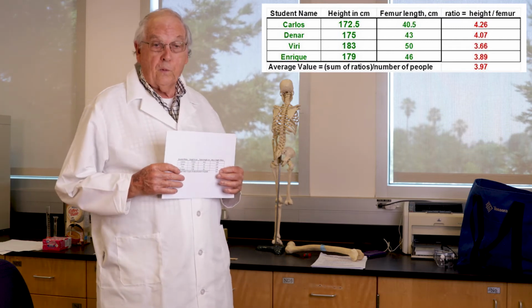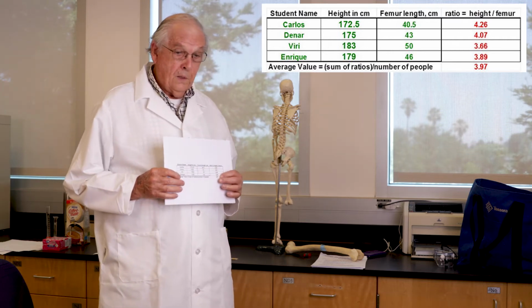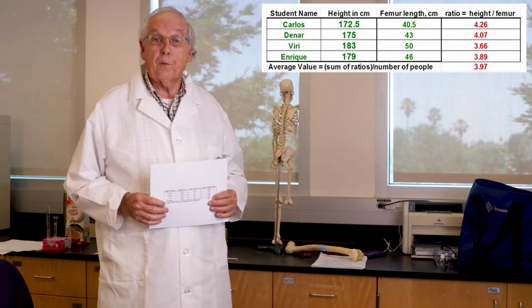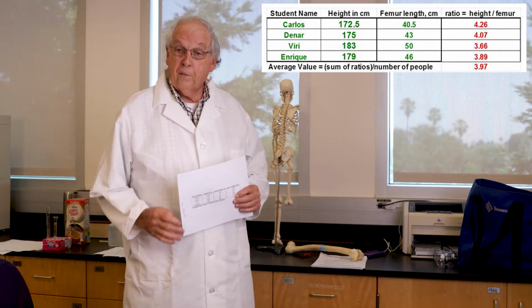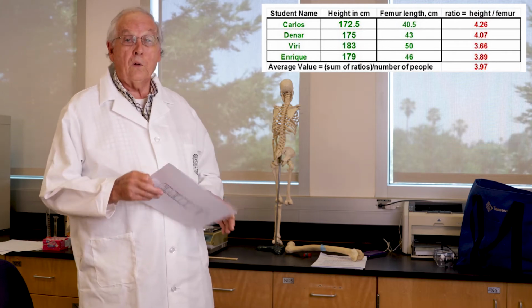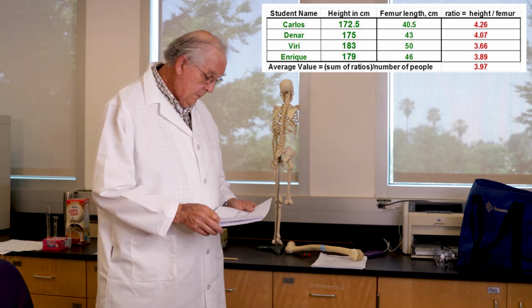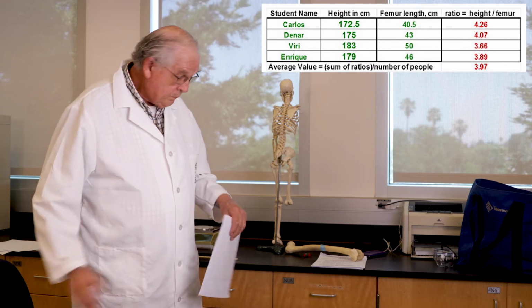Now, why is that useful? Well, a lot of times archaeologists don't find a whole skeleton of a person, they just find a part. And if they find the femur, they can then estimate how tall the person might have been. So that's part of what we'll do in that experiment.